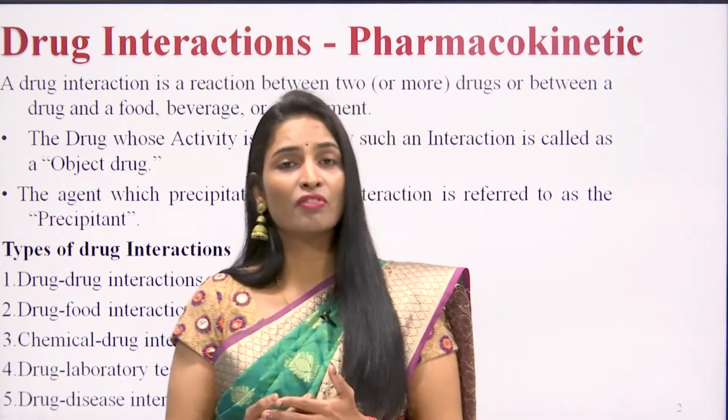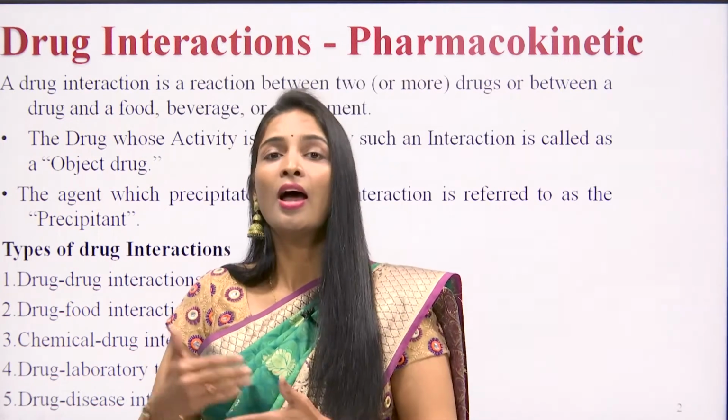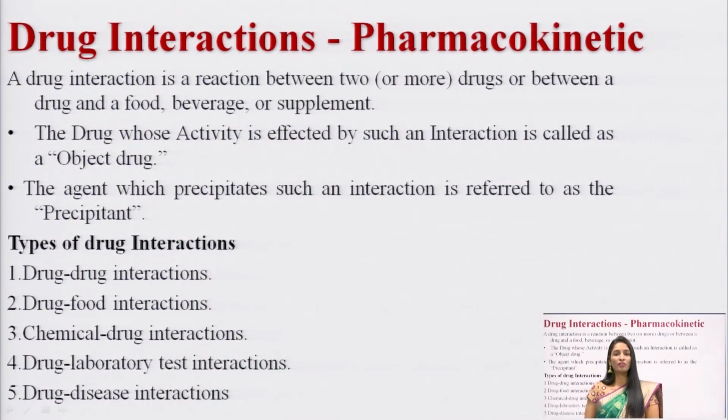Drug interaction happens when one drug is administered with another drug. So, drug interaction occurs when you are administering two or more drugs at the same time. The drug interaction may be pharmacokinetic and the drug interaction may be pharmacodynamic.